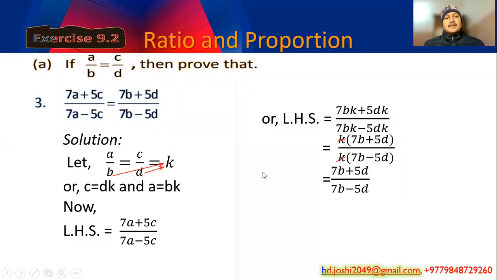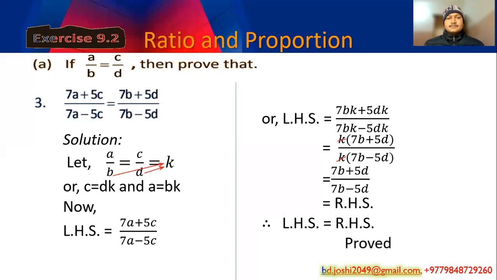Now all of you look at the right hand side. What is there in the right hand side? 7b plus 5d and 7b minus 5d. It is the same as the left side. Yes, sir. So we can write left hand side is equal to right hand side, and it is proved. Is there any confusion? No, sir.